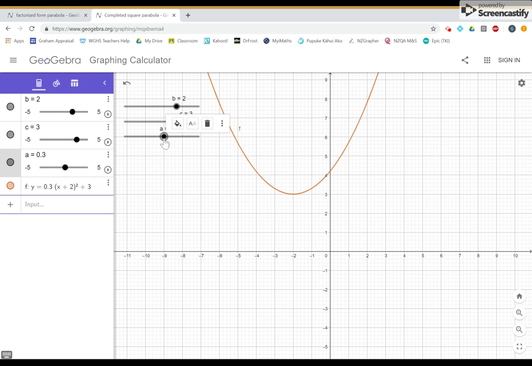Okay, so that's our first video on the completed square form. I'm going to leave the link to the GeoGebra on YouTube and on the site so that you can have a play and have a look at that graph on your own.